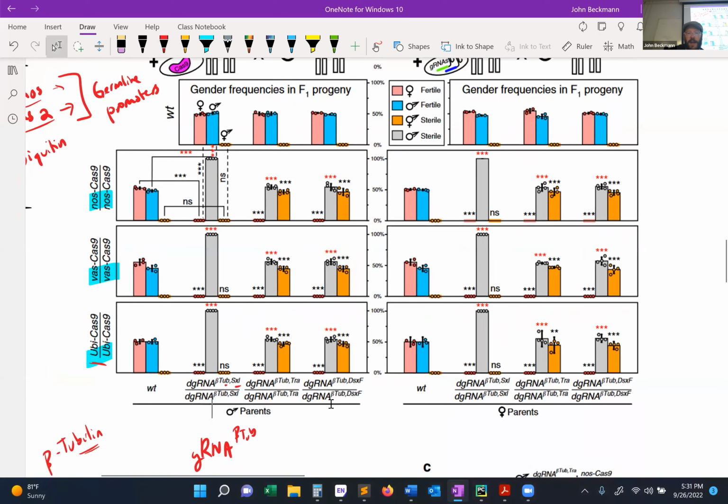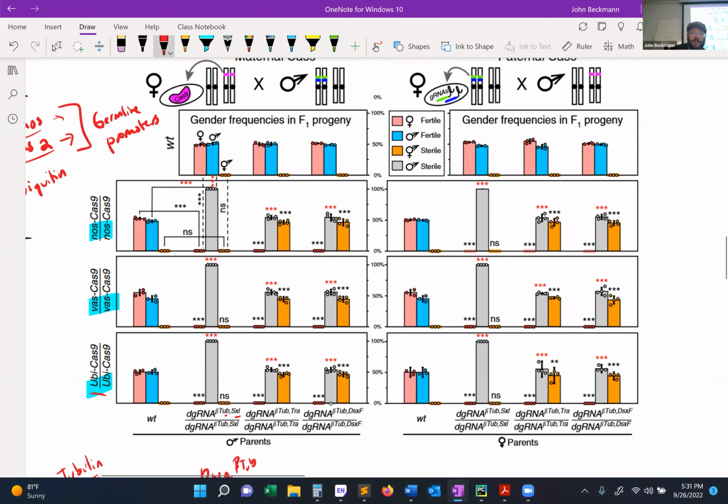Okay. And let's see. So in this one, what's the result? All sterile males, and this is a female killing. So it's killing the females. So sex lethal, if you knock it out, it's killing the females.